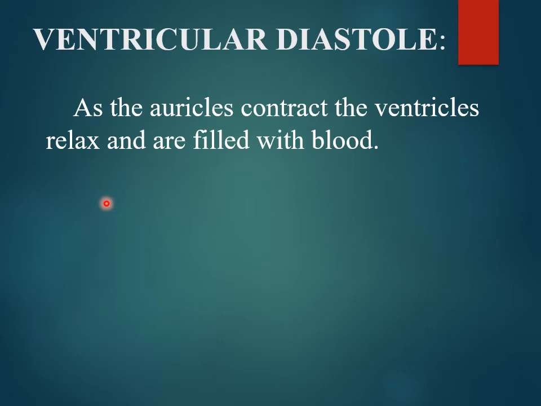It means that after the auricles contract and blood is sent to the ventricles, they relax and are filled with blood. So ventricular diastole is simply relaxation of the ventricles. And when this is happening, the ventricles are filled with blood.